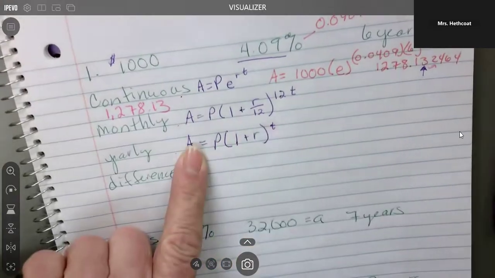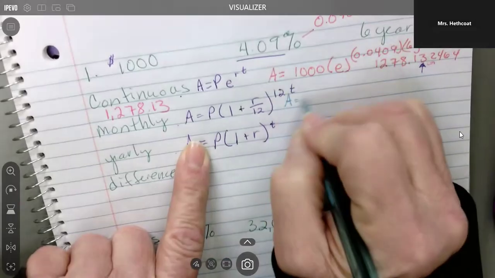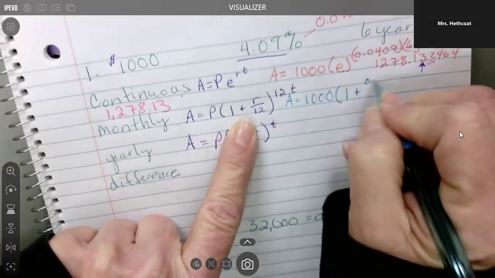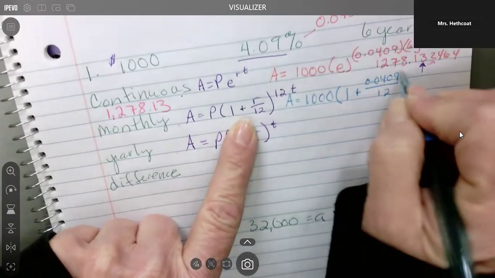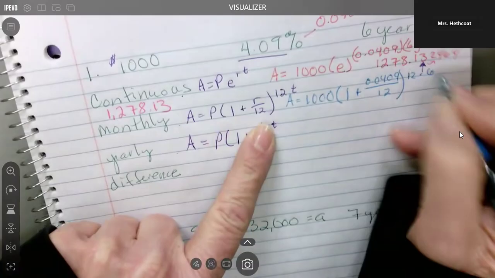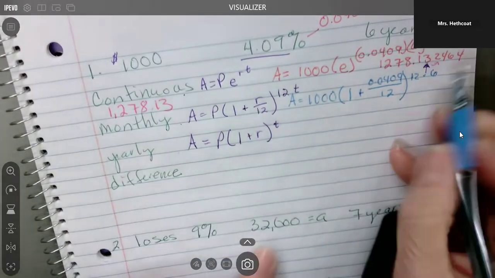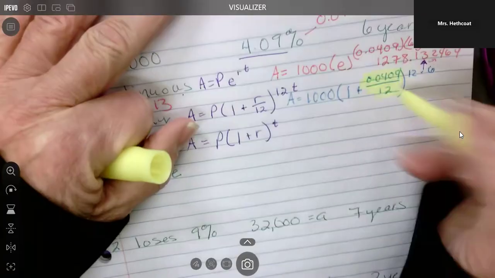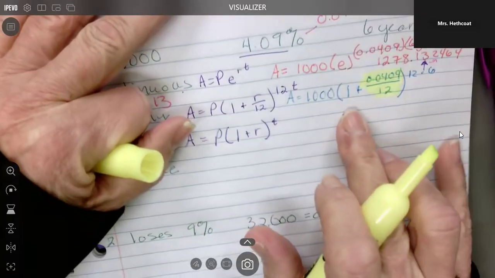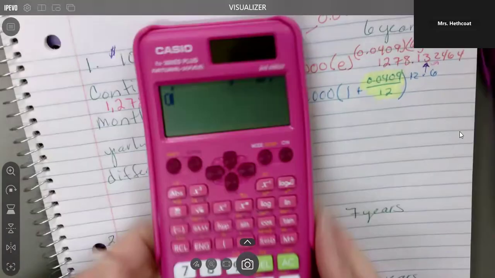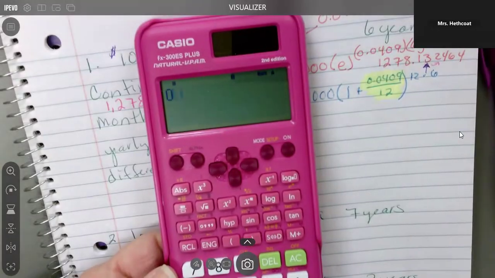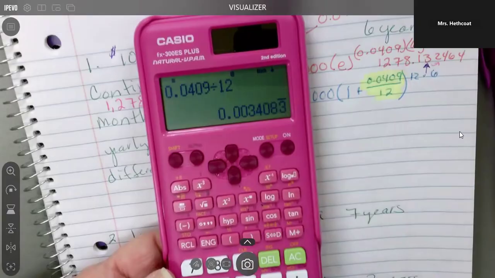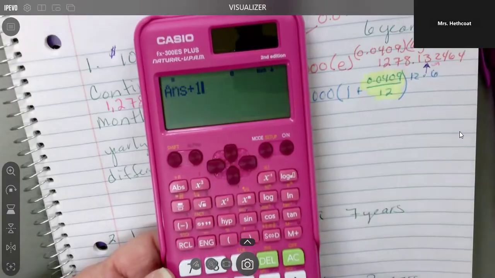So I plug in the numbers. A equals 1,000 times 1 plus 0.0409 over 12. And then 12 times 6, because 6 is our years, our time. Now, you need to make sure that you are dividing this before you add the 1. So I'm going to do that like this: clear, 0.0409 divided by 12 equals, and then I add 1. That gives me that.